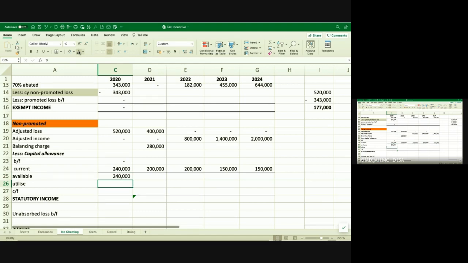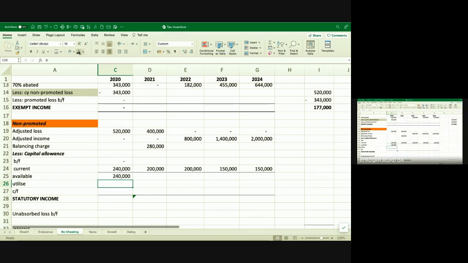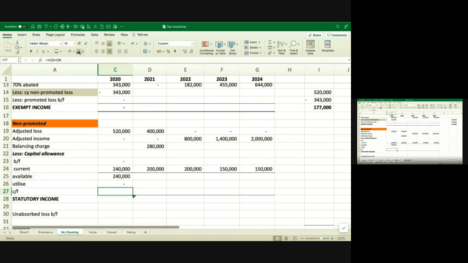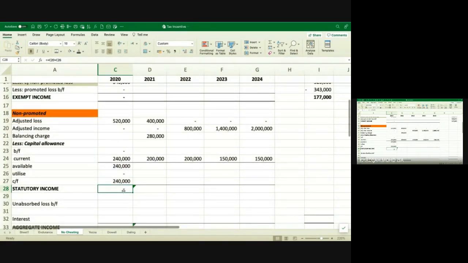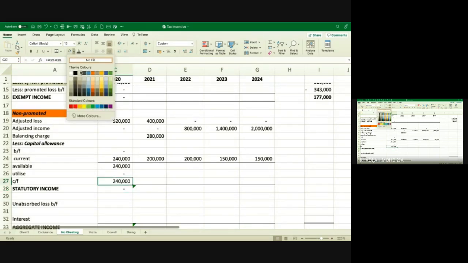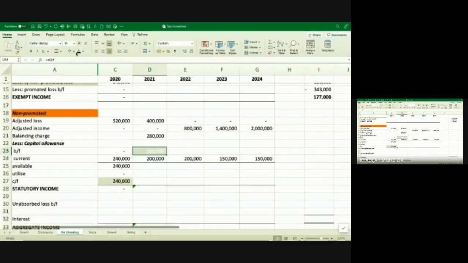How much CA to be utilized in your non-promoted? 0, because you have an adjusted loss. So 0 there. How much carry forward? 240. Right? 240 will carry forward and your income here is nil. Why? Because you have an adjusted loss here. Remember that this 240 is to be carried forward to next year. Next year it becomes capital allowance brought forward. You see that is 240,000 there. Because you have a brought forward figure for 2021 plus your current, then available is 440,000.